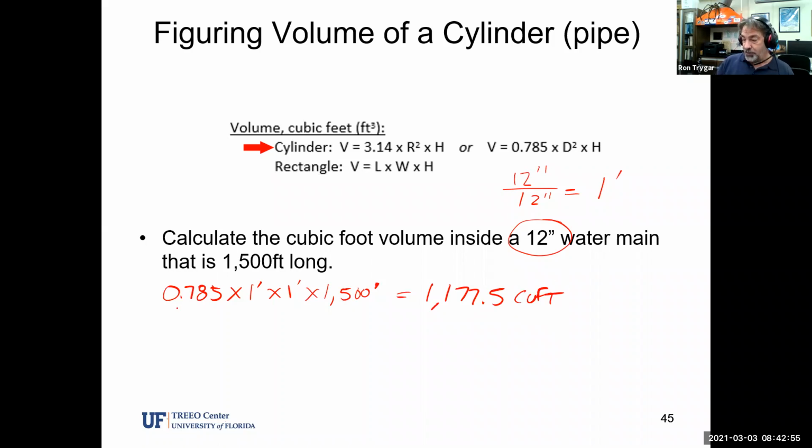If you want to see the pi r squared method, it's 3.14 times the radius. Now we need half of the diameter. Half of 1 foot is 0.5. We already said that 1 foot divided by 2, because we're breaking it into halves, is 0.5. So 0.5 feet times 0.5 feet. Now remember, that is actually the radius. And we still need the 1,500 feet in there. So 1,500 feet gives me my formula. So 3.14 times 0.5 times 0.5 times 1,500.